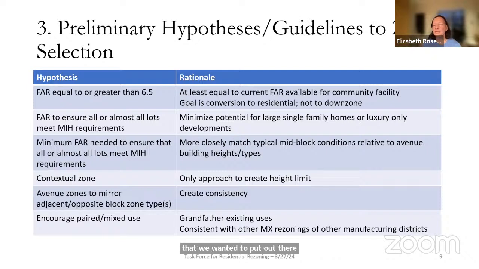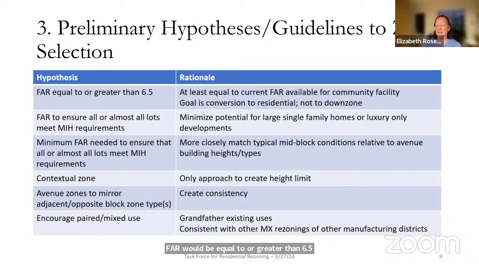The first is that whatever zone type we propose to City Planning, we believe that the FAR should be equal to or greater than 6.5. That is the FAR that could be built as of right today on any of these locations by a community facility. So our goal here is to convert to residential, not to downzone these locations. Any of these locations could get a 6.5 FAR community facility built tomorrow.